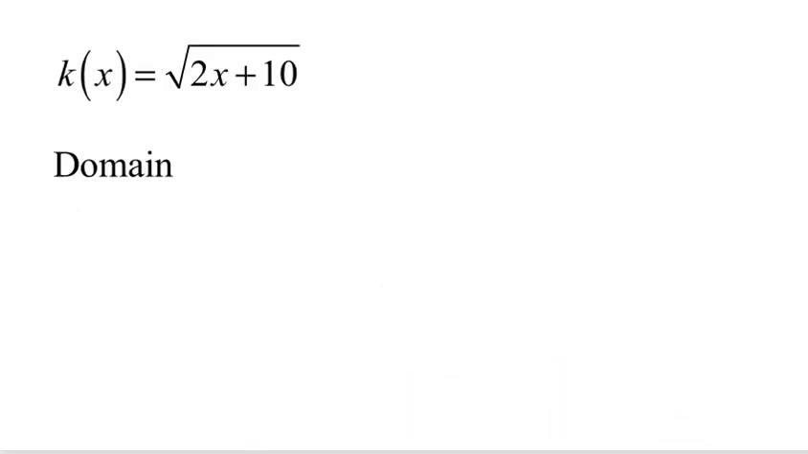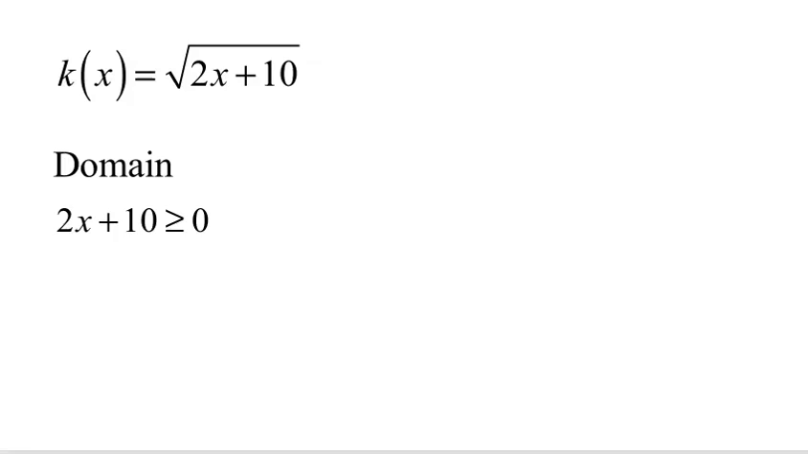Okay. Next up, I have k of x is the square root of 2x plus 10. The thing to remember here is that you cannot take a square root of a negative number. Square root of 9 is 3 because 3 times 3 is 9. Square root of -9, what times itself is -9? Well, there is no such real number. We need to go to the complex world to do that, and we're not studying complex valued functions. So from our perspective in this class with functions, the thing under the square root cannot be negative.